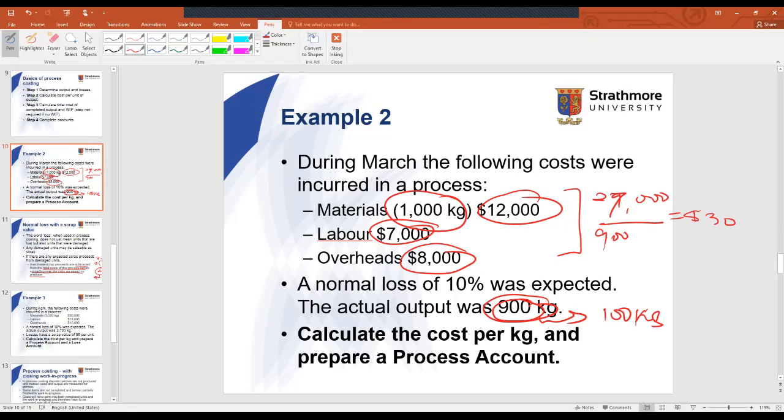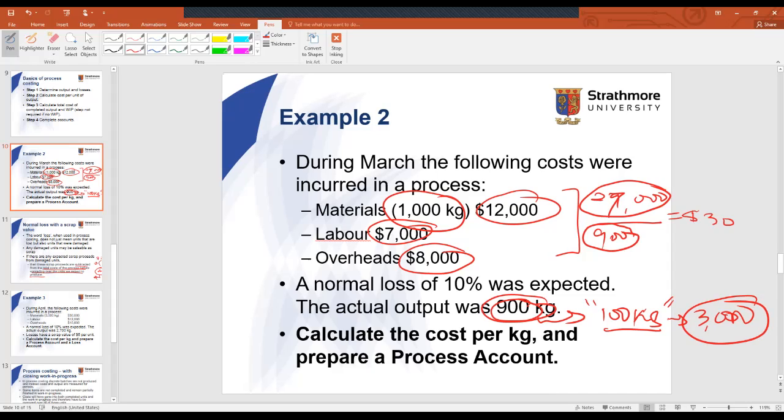So if it is possible to sell these factory rejects, this 100 kg, and assume that we get, let's say, 3,000, then before we spread over the 27,000 among the output of 900, we subtract the 3,000. Therefore, the cost will be 27,000 minus 3,000, and we get 24,000. Then we can spread over the 24,000 among the 900 items, the output of the process.